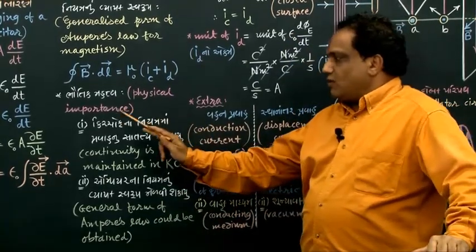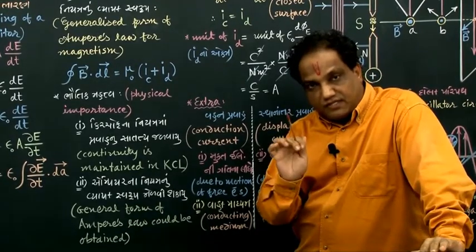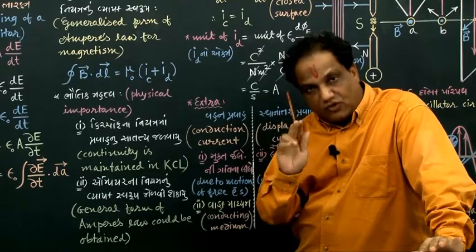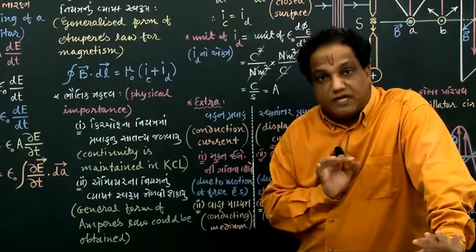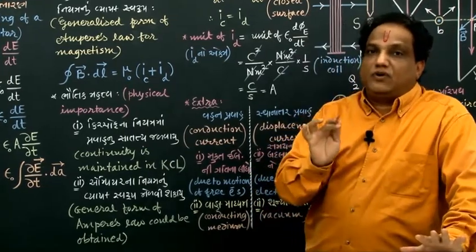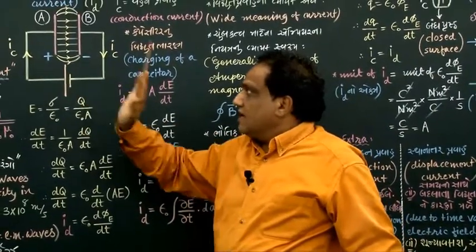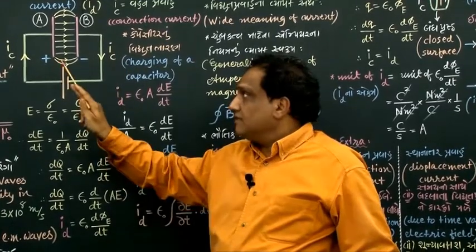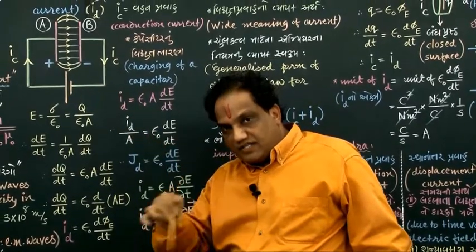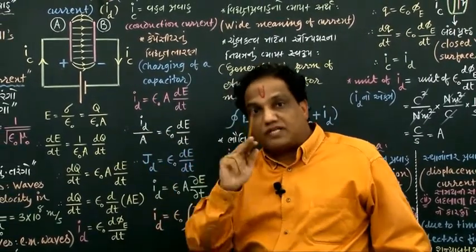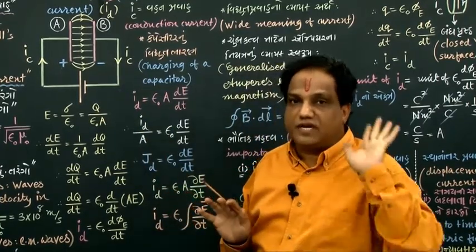What is the physical importance of displacement current? Physical importance is in two ways. There are two physical importance points. First point is that using this displacement current, you can explain the continuity of electric current in an open circuit like this, correct? Ultimately, what happens here? Current is becoming continuous, then you can say in all the parts which are connected in series, the current is same. So you can explain the continuity of electric current only if you develop the concept of displacement current.